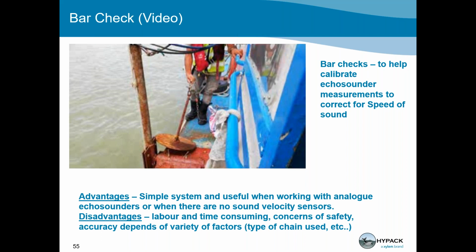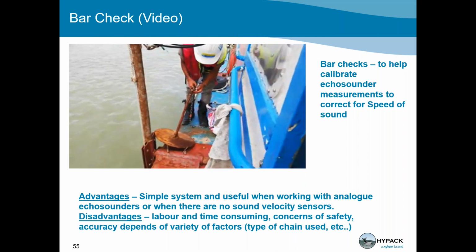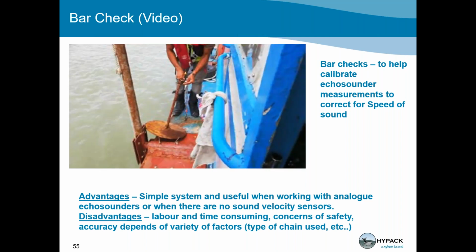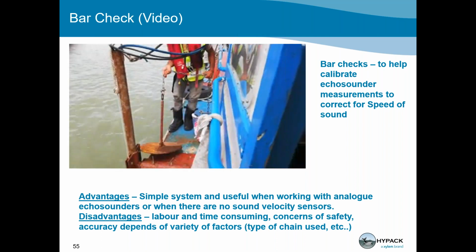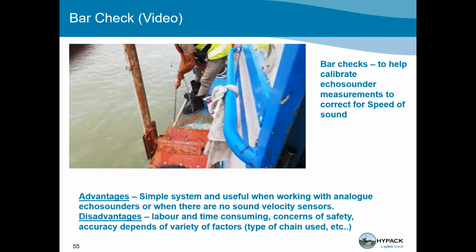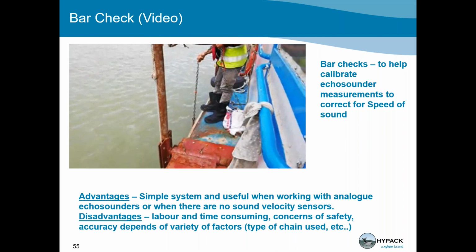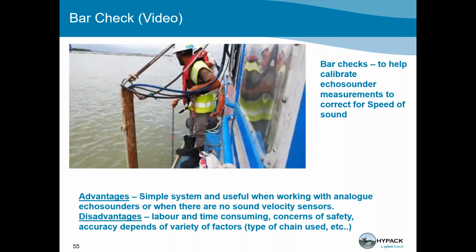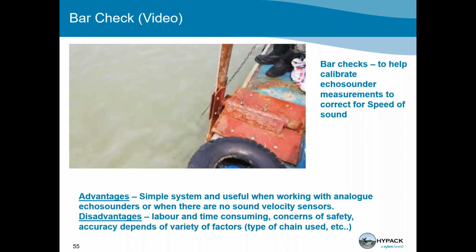There are a few different advantages and disadvantages to using bar checks. Firstly, it's a simple system and useful when working with analog echo sounders or when you don't have a sound velocity sensor. Disadvantage, of course, is that it's labor and time consuming, and it can be a concern for safety, and the accuracy can depend on a lot of different factors, like, for example, the kind of chain, the kind of rope that they're using, also the movement of the boat as you're doing the bar check, or even current.